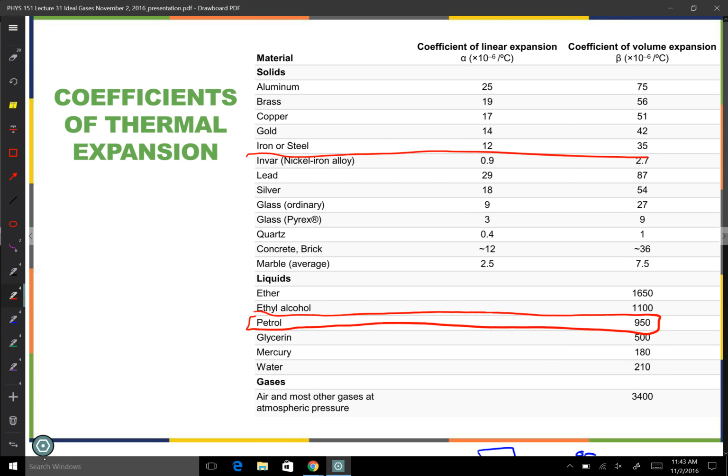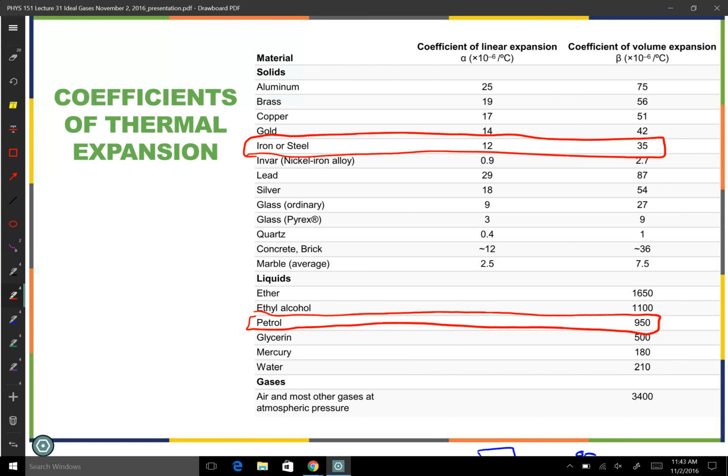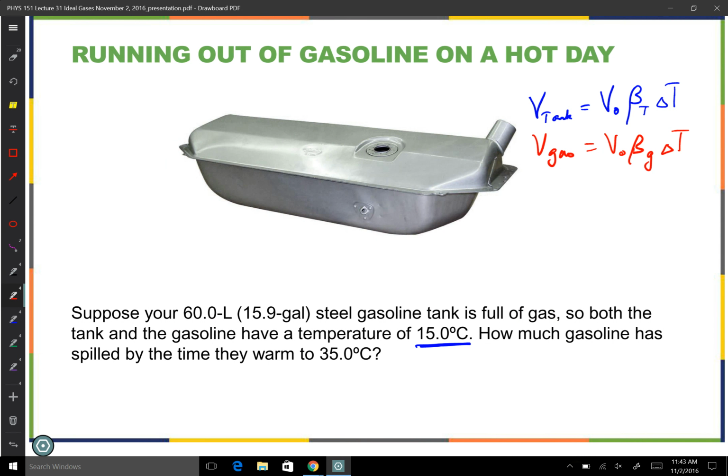It's a steel tank. The steel is here, 35. Notice when we look at these numbers, 25 to 75, that's 3 times. I'm only going to look at easy ones. So 9 to 27, that's 3 times. 3 to 9, that's 3 times. 2.5 to 7.5, 3 times. That rule of about 3 times is really a good rule. So I can look at this and say the gas expands more, which means I'm going to have gas that overflows. Either that or I burst the tank. If the tank is sealed so it can't leak, the tank will actually burst. That's bad. So it needs to be able to leak a little.